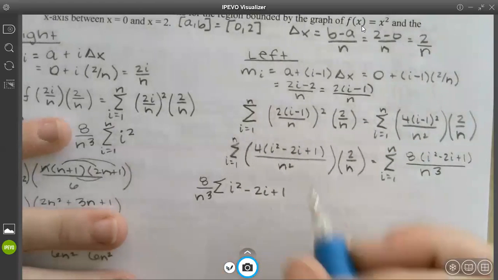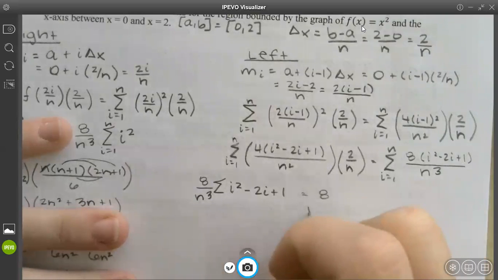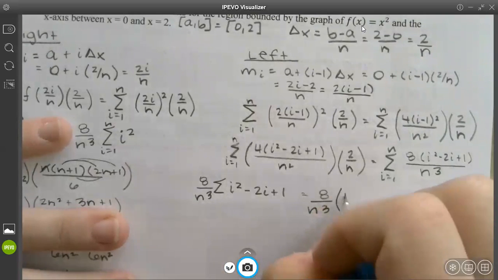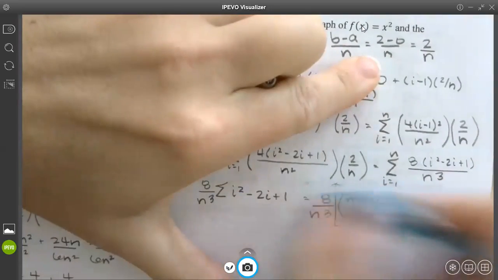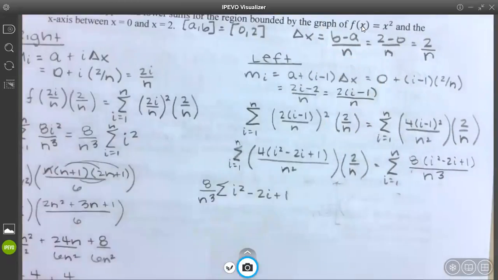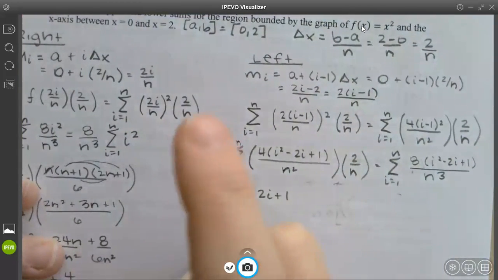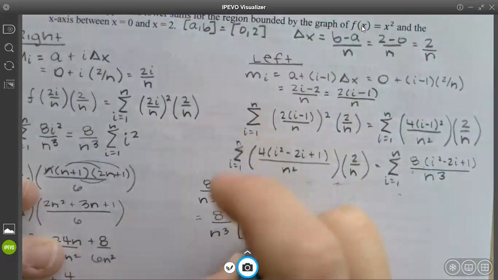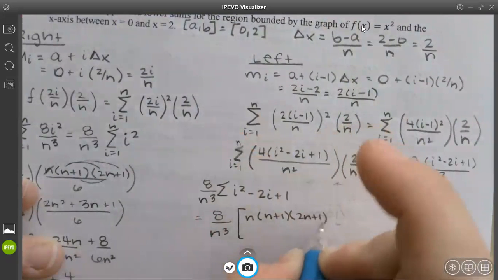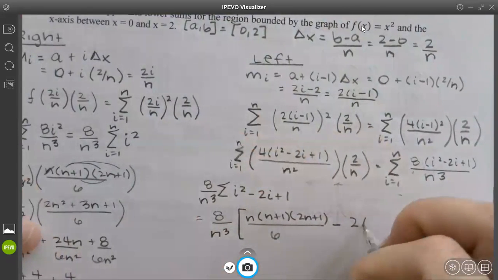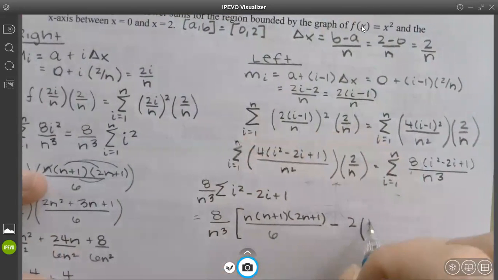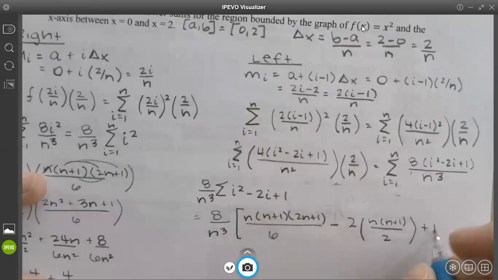What's your summation of i squared? I'm not going to have that straight. Let me get a new line. You guys, I don't want you to squish it in. We're going to try to finish this one before we get out of here. The summation of i squared was n plus 1, 2n plus 1 over 6. We're going to have minus 2. What's your summation of i? Remember I told you we'd be using them, right? As long as you know where to find them, it's n times n plus 1 over 2. And then the summation of your constant is your constant times n.